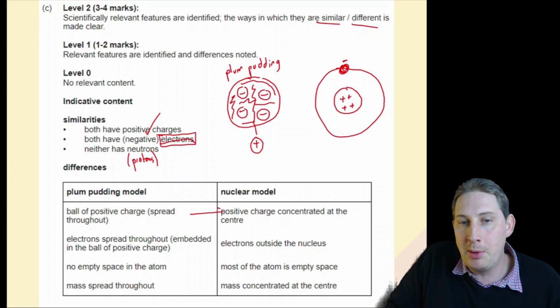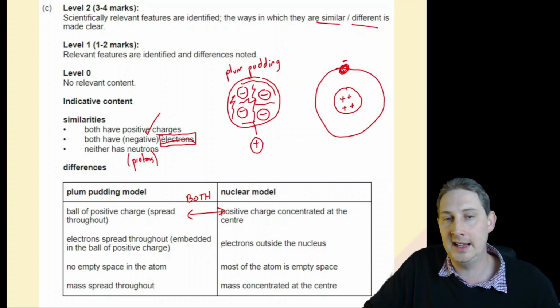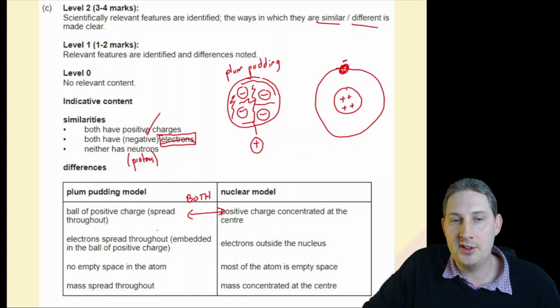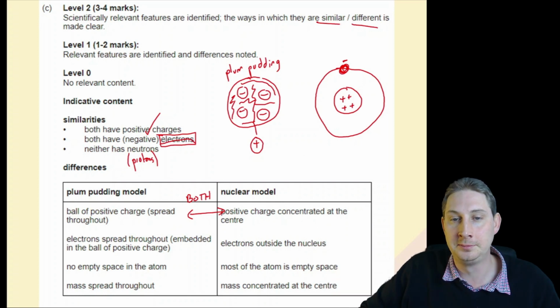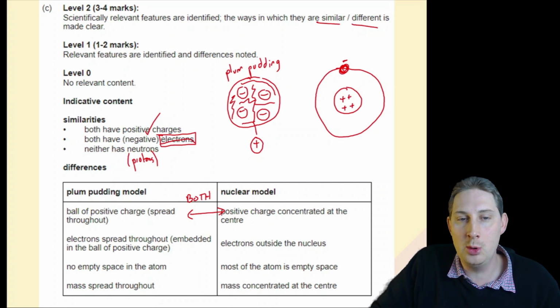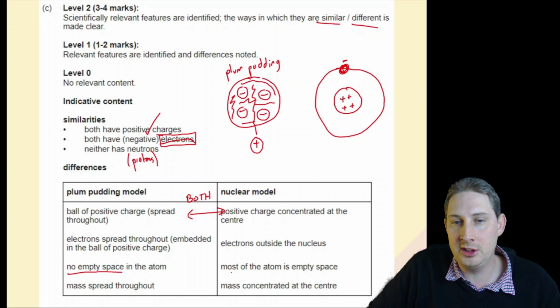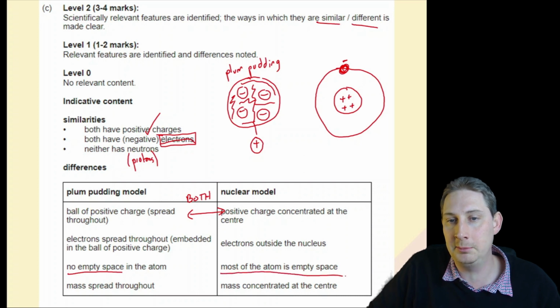So you've got to give both of these the contrast for a valid point. For the plum pudding model, the electrons are spread throughout. They're stuck in the ball of positive charge, but in the nuclear model, all the electrons are pushed to the outside. Here's a really important one. In the plum pudding model, there was no empty space in the atom. Whereas in the nuclear model, most of the atom is empty space.